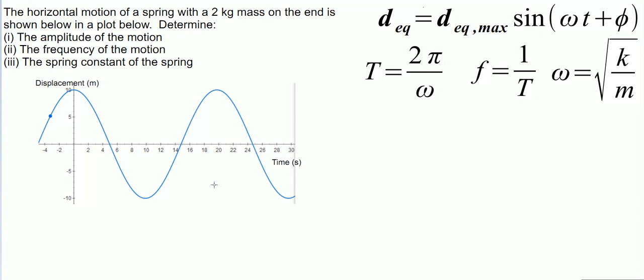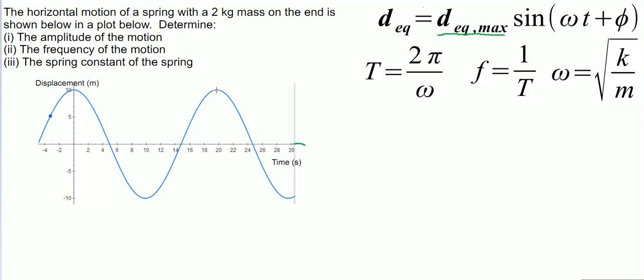Now, we're going to do them in order. First off, we're going to find the amplitude of the motion. The amplitude is actually the maximum displacement from equilibrium, that d equilibrium max there. So what you want to do is take a look at your graph and find where it is displaced most from the 0 position, which is the equilibrium position. Typically speaking, it's not amazingly hard.